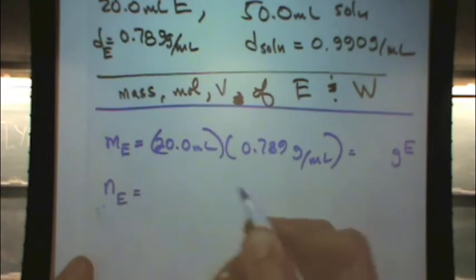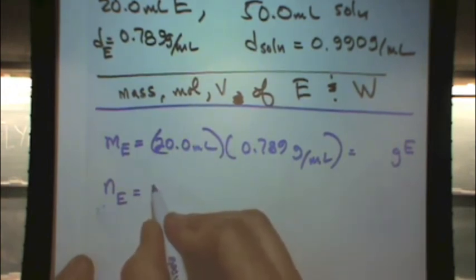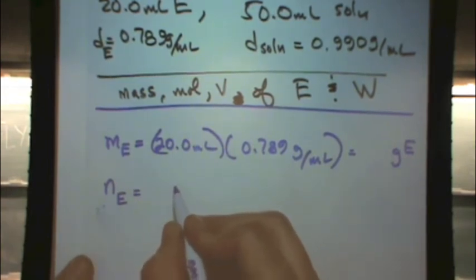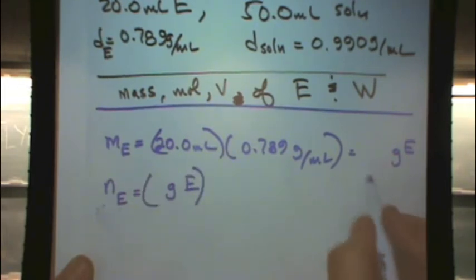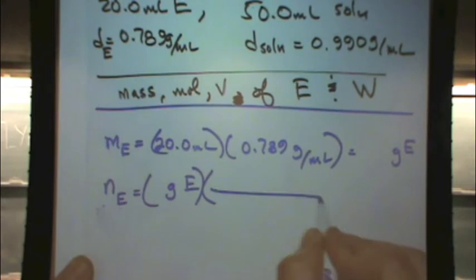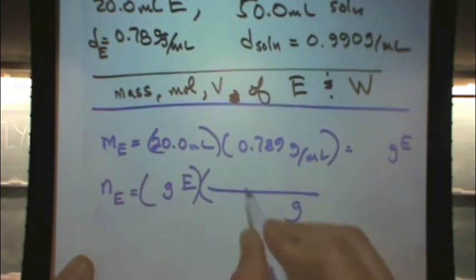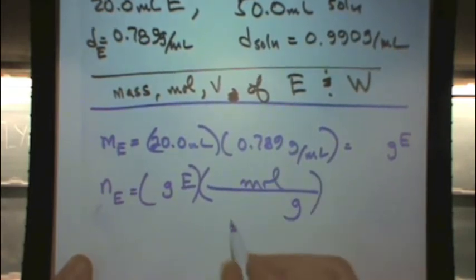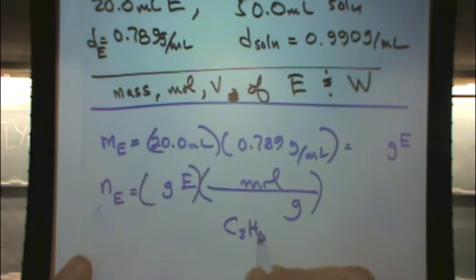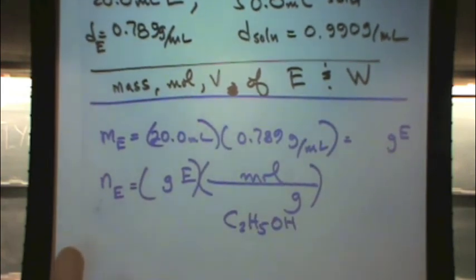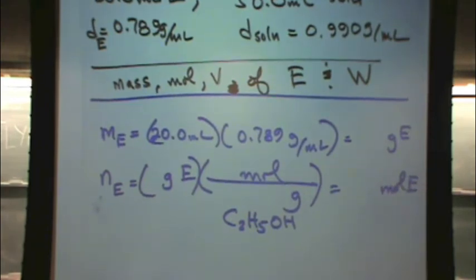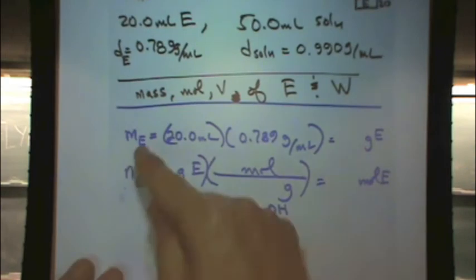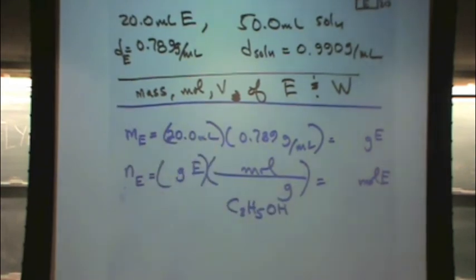Moles of ethanol would be, let's see, the mass of ethanol from the previous part of the problem, times the inverse of the molar mass, and ethanol is given in the problem, it's C2H5OH. So from the periodic table, I can get the moles of ethanol. Is that okay? Okay. So I'm getting there. I'm getting mass and moles of ethanol. So that's a good start.